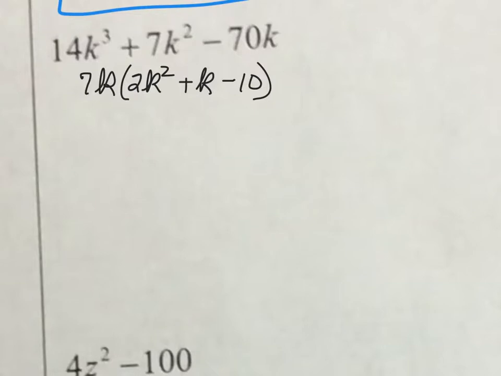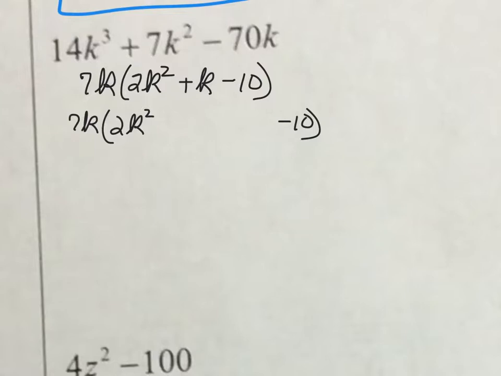Robert and Emily, what's the strategy for trying to factor what's inside the parentheses now? AC method. Yes, the AC method, because it's got 3 terms. Good. 7k is just going to keep coming down. We got 2k squared. We got minus 10. And we'll see if we can rewrite that k now in the middle.